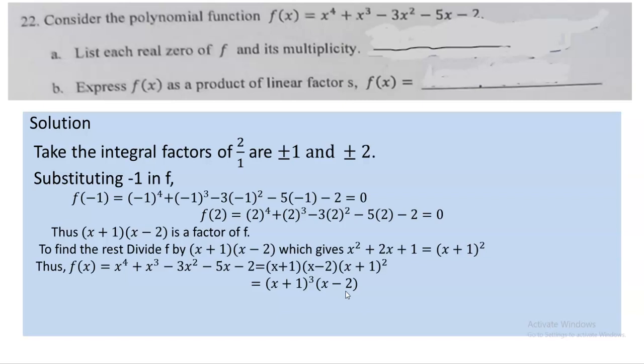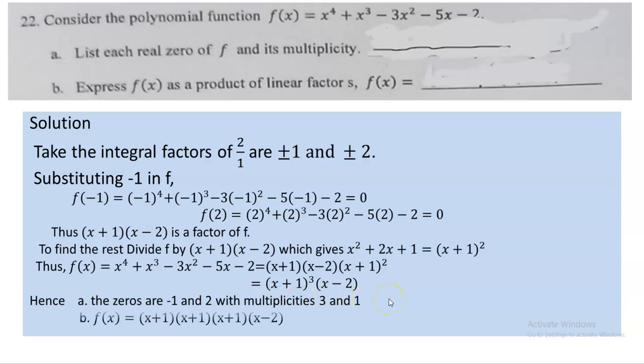So clearly the zeros can now be obtained with their multiplicities. So (x plus 1) cubed times (x minus 2), so clearly the zeros are minus 1 and 2. The multiplicity for minus 1 is 3, and the multiplicity for 2 is 1. And how do you write this as a product of linear factors? You can have this one: x plus 1 is written 3 times, x plus 1, x plus 1, x plus 1, and then x minus 2 can come at last. This is how it is done, okay?